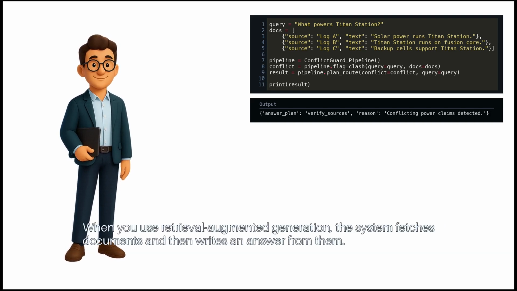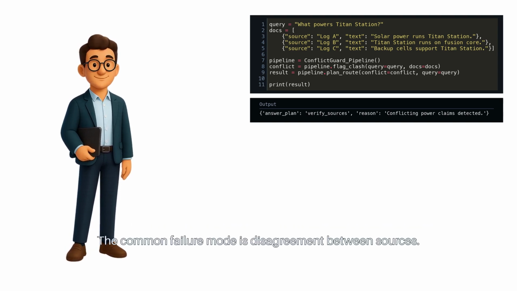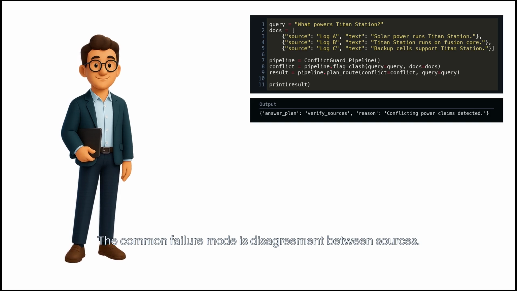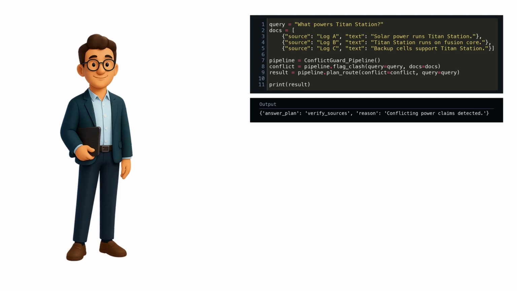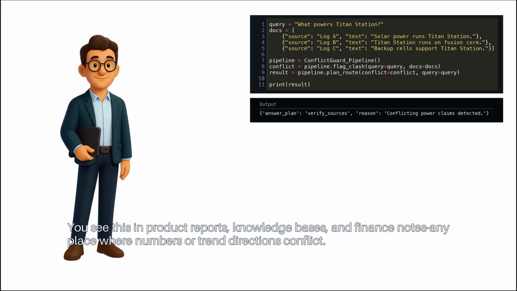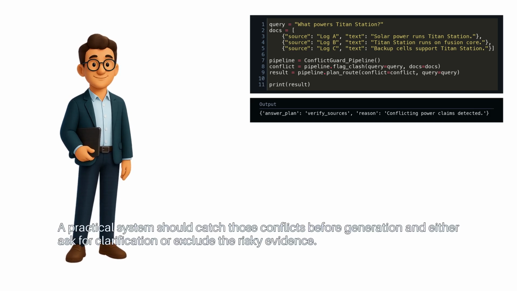When you use retrieval augmented generation, the system fetches documents and then writes an answer from them. The common failure mode is disagreement between sources. Models often treat that as noise and blend a plausible but wrong response. You see this in product reports, knowledge bases, and finance notes. Any place where numbers or trend directions conflict. A practical system should catch those conflicts before generation and either ask for clarification or exclude the risky evidence.